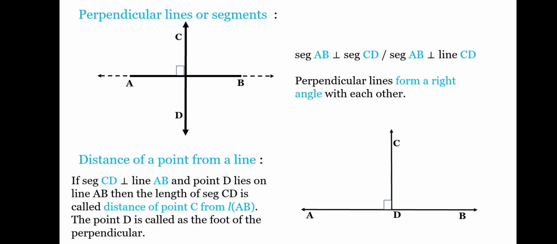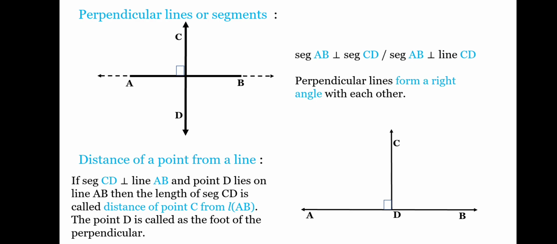Now what are perpendicular line segments? Perpendicular line segments are those segments which intersect each other at one point. Intersect means they meet each other at one point, and they make a right angle at the point of intersection. Now here you can see that segment AB is perpendicular to segment CD. Or you can also say that segment AB is perpendicular to line CD.